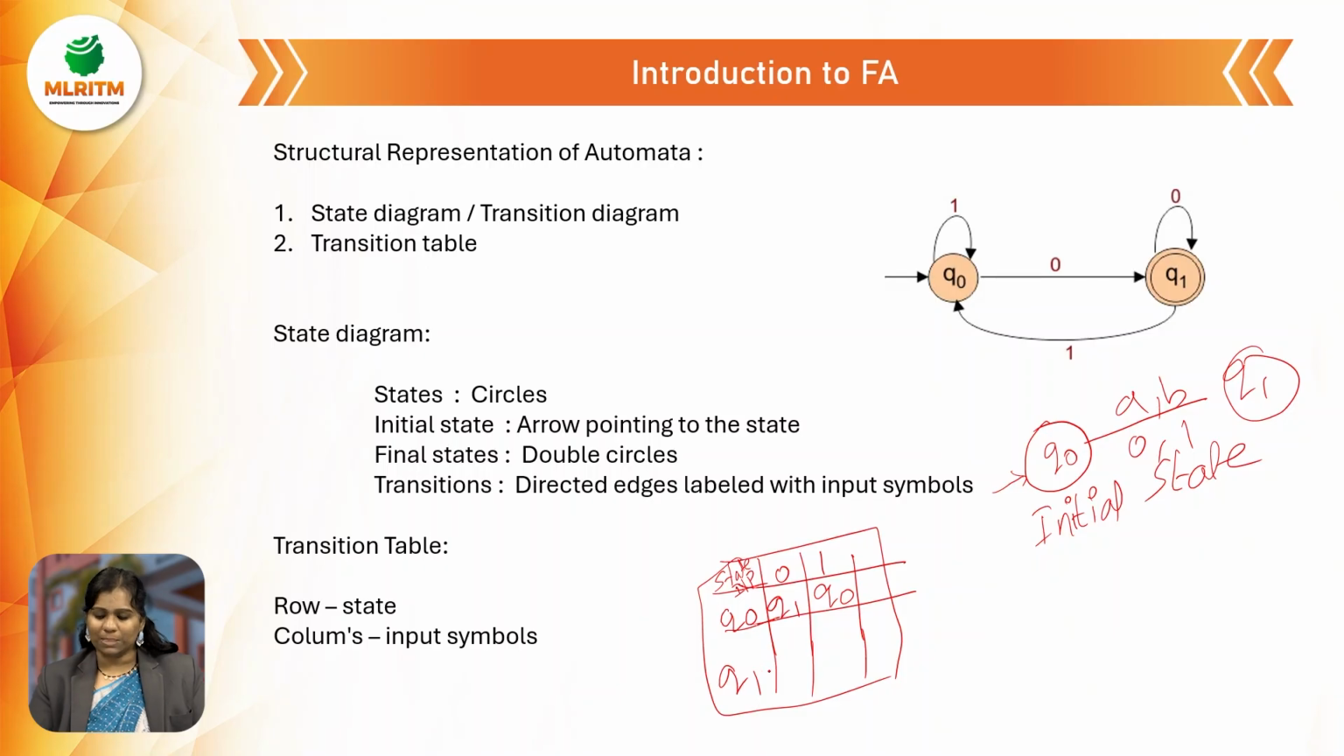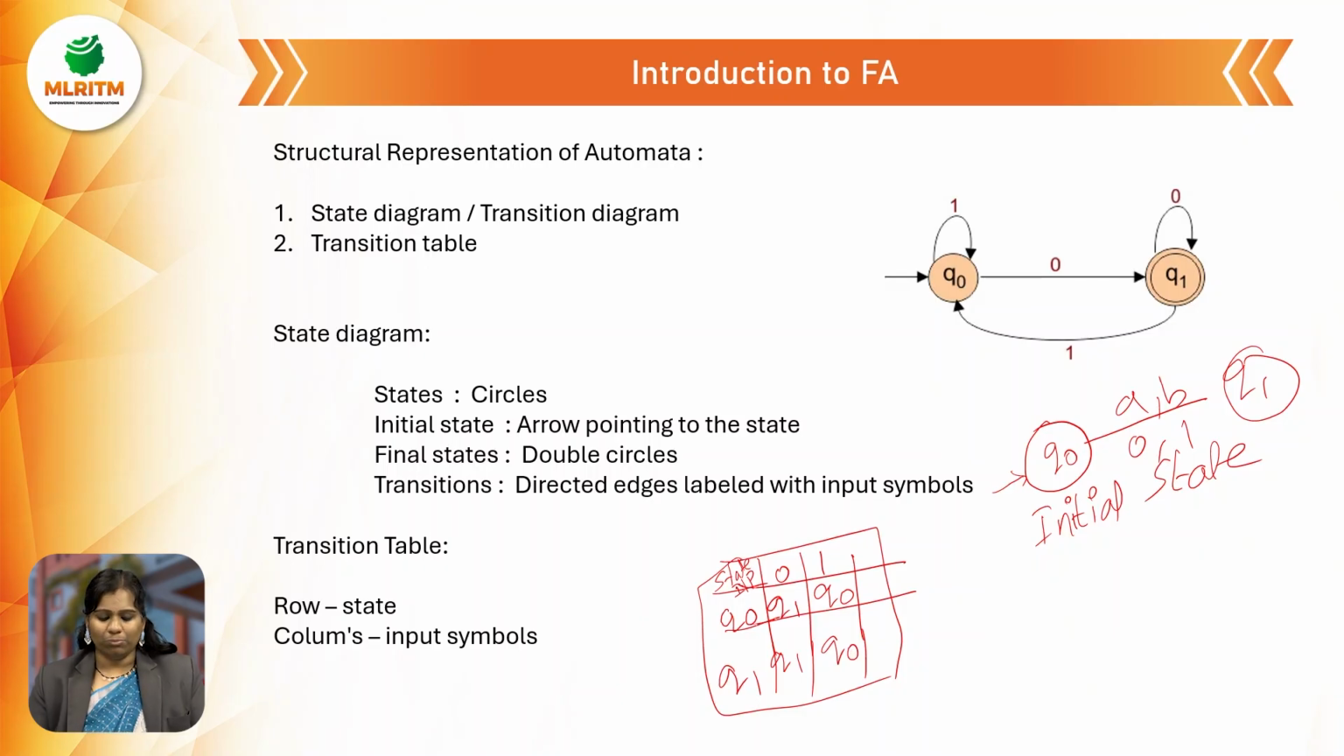Next, Q1 of 0 has again a self loop. Whenever it contains a self loop, it accepts any number of symbols, and it will go to itself only. So Q1 of 0 is Q1, and Q1 of 1 goes to Q0.